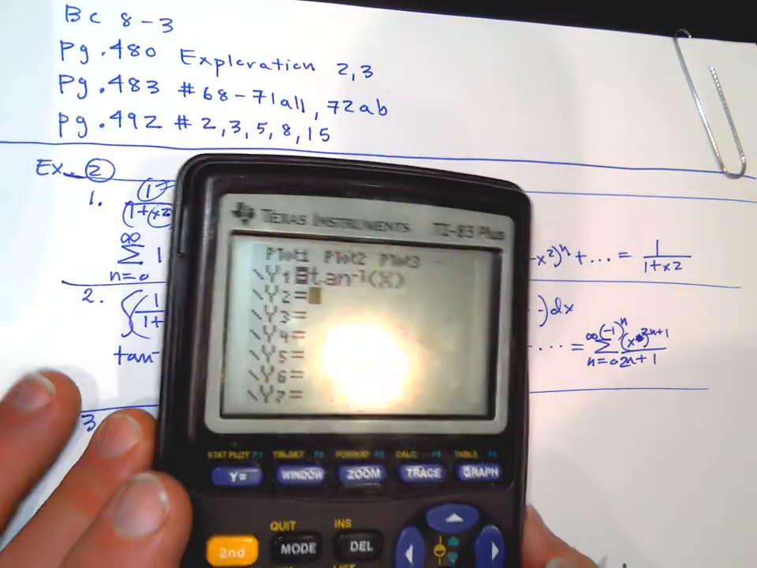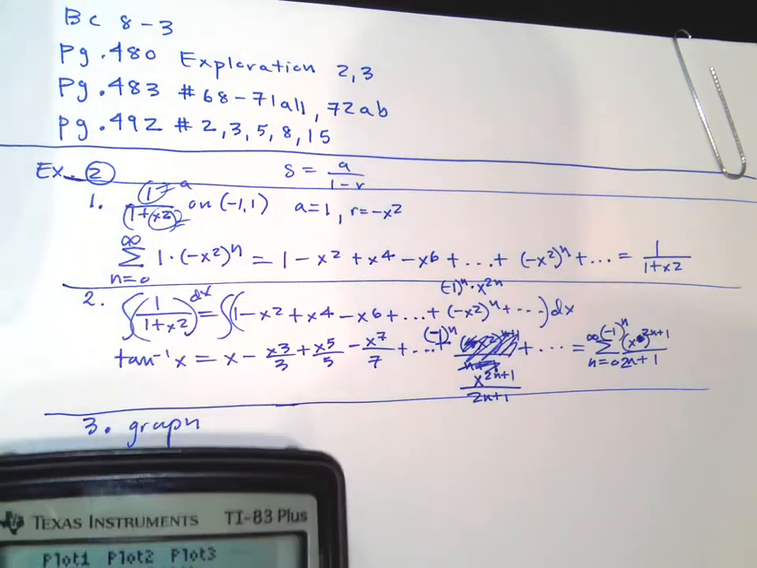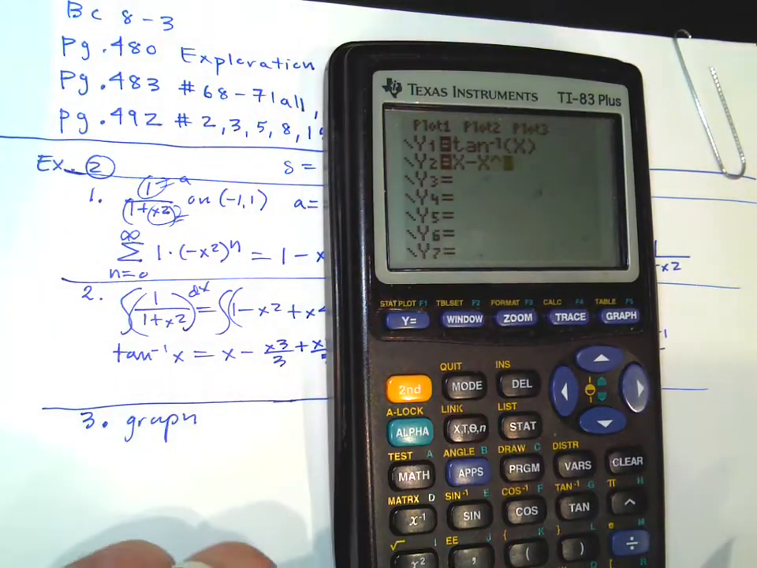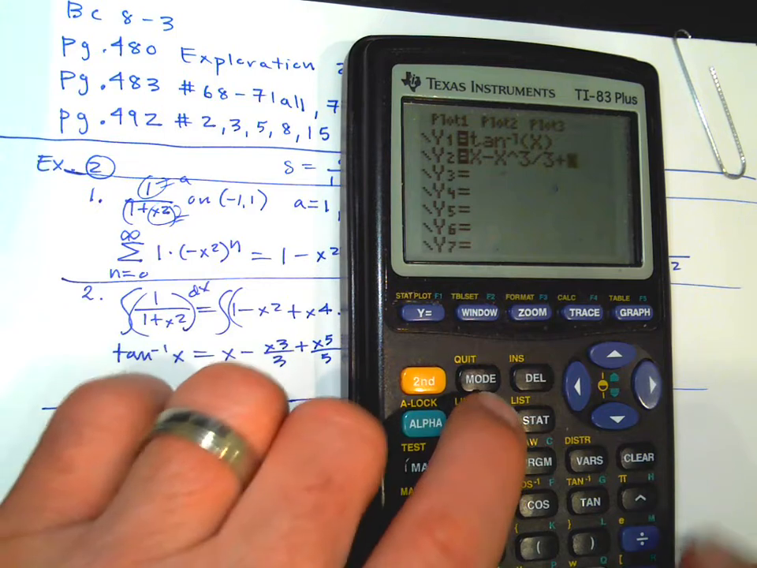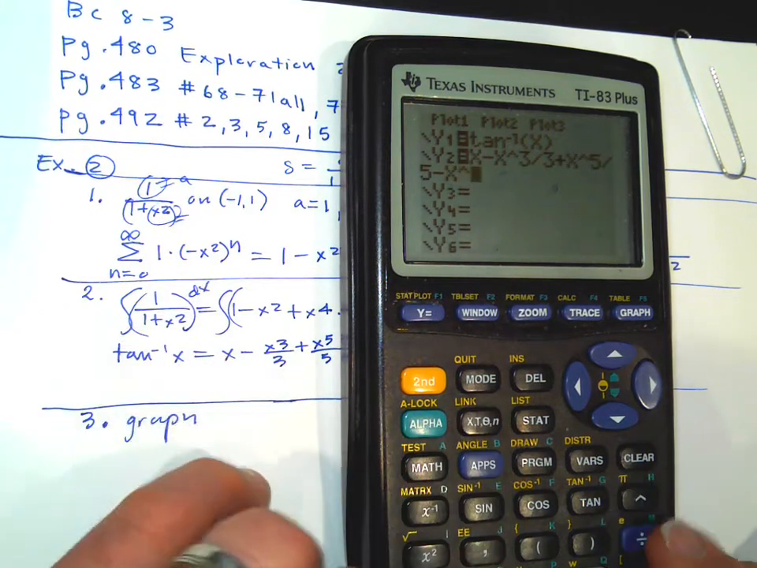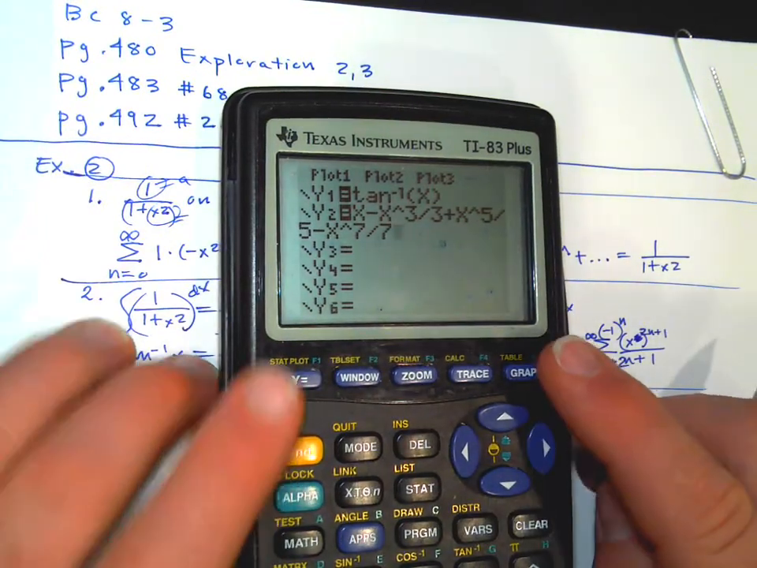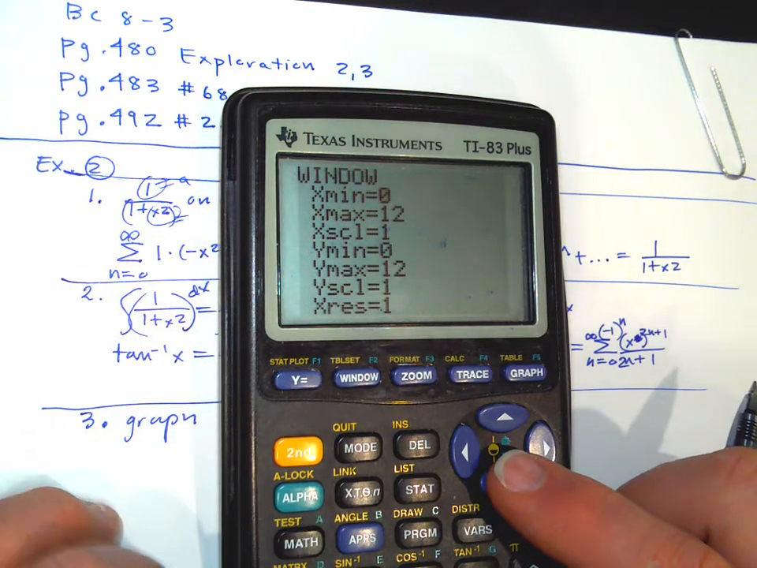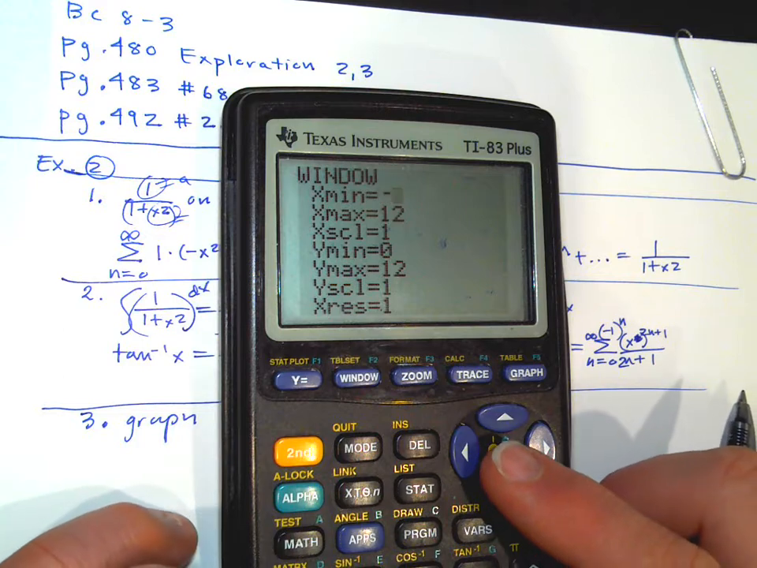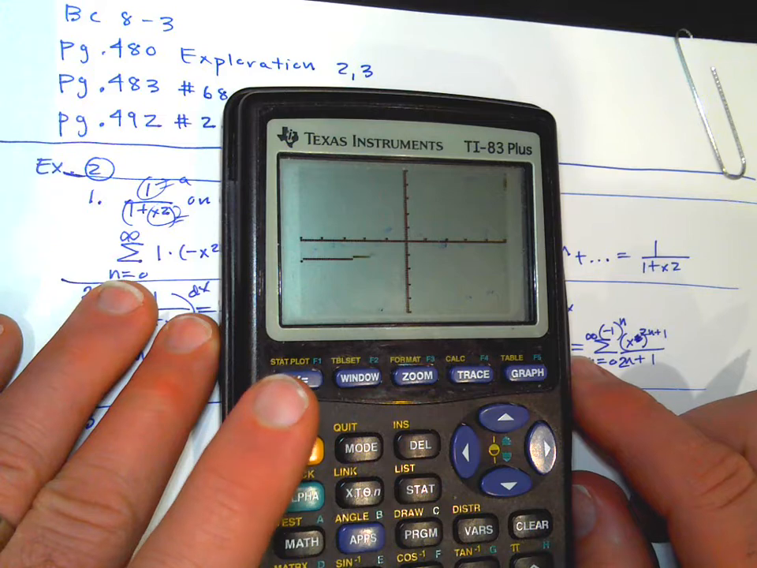Okay. Now it says graph the first 4 partial sums. So that would be the first 4 terms. That's going to be x minus x to the third divided by 3 plus x to the fifth divided by 5 minus x to the seventh divided by 7. That's the first 4 partial sums. For the window, I don't know, let me just try -5 to 5, -5 to 5. I don't know what it's going to look like. So that should be inverse tangent.